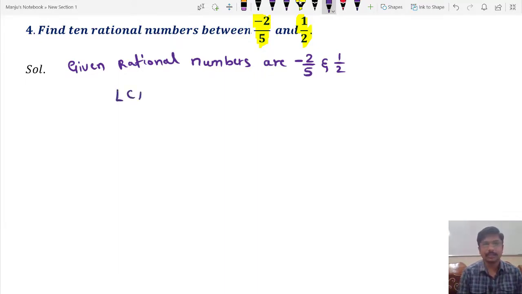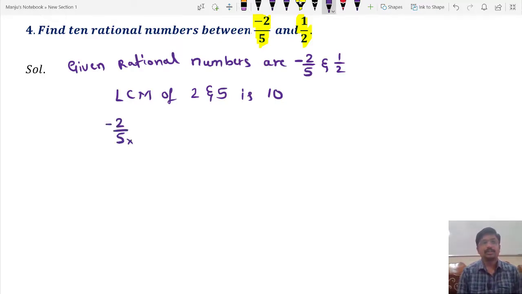Therefore, the LCM of 2 and 5 is 10. See here, minus 2 by 5. If we multiply 5 by 2, we will get 10, right? Then multiplying numerator and denominator by 2, we get minus 4 by 10.